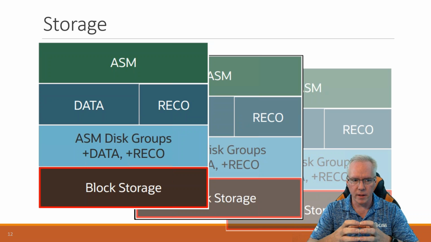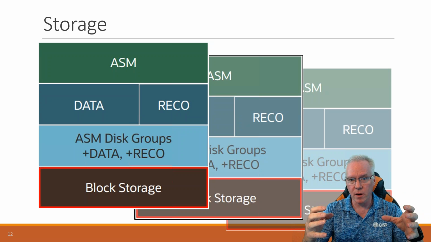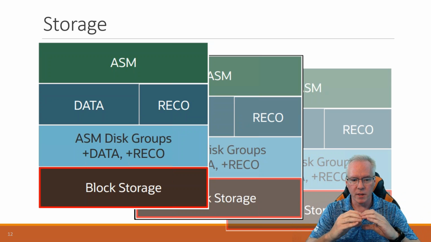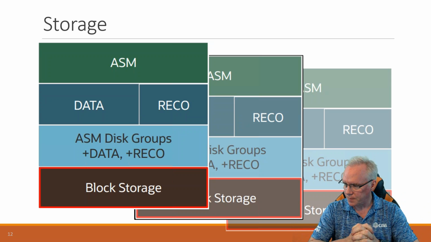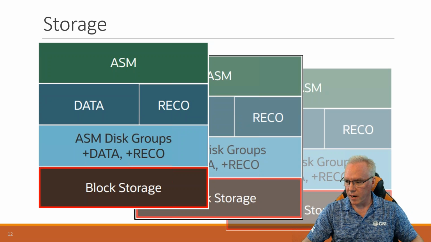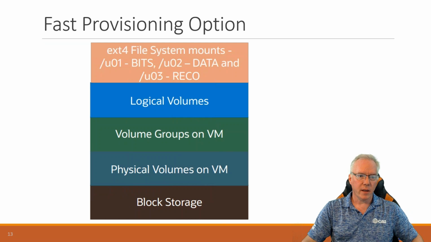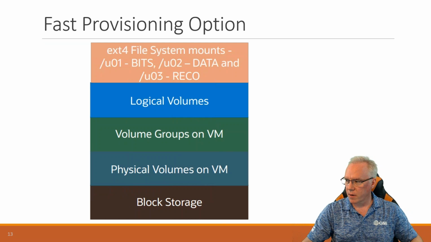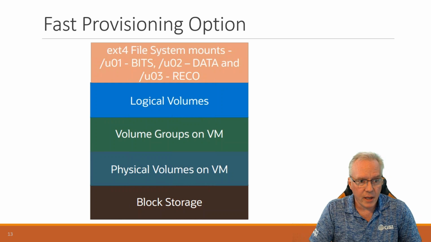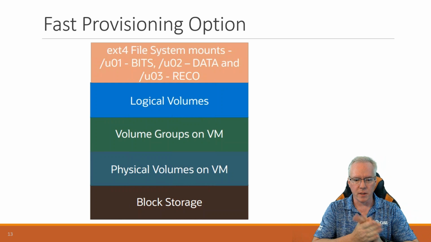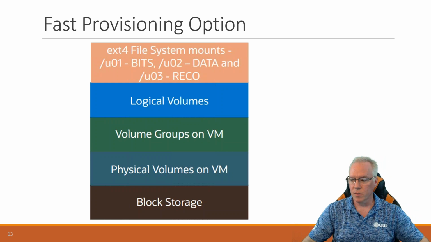The storage for the VM, it relies on ASM and it's block storage, and the data and RECO groups have their own separate block storage, and it's required for these VM RAC systems. There's a fast provisioning option, which we'll be showing you in a little bit. It's going to create all the mounts, all the groups, the physical volumes, and set up all the block storage for you.